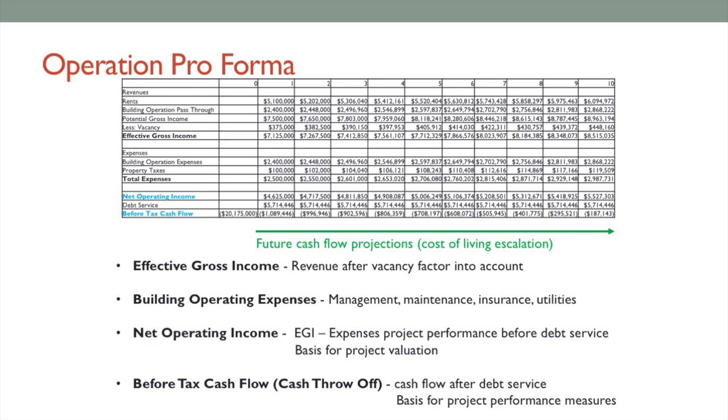Because debt, you should keep in mind, depends on the size of the loan and the interest rate, so that could vary quite a bit. This is more based on the development itself. So then, as I said, it's a basis for project valuation. When we take debt service out after the NOI, we come up with the before tax cash flow. It's also called the cash throw off. That's how much cash the project is expected to generate after the debt is taken into consideration.